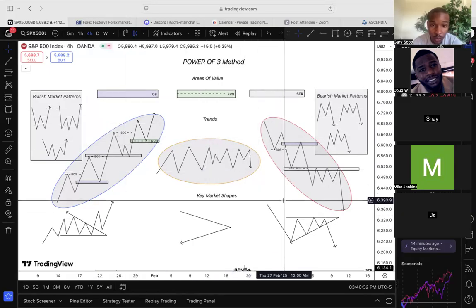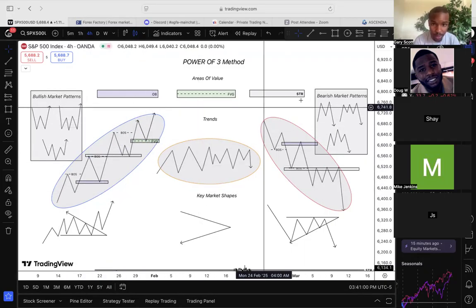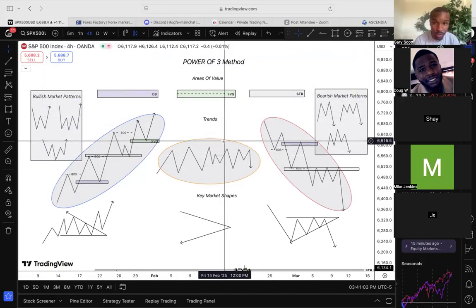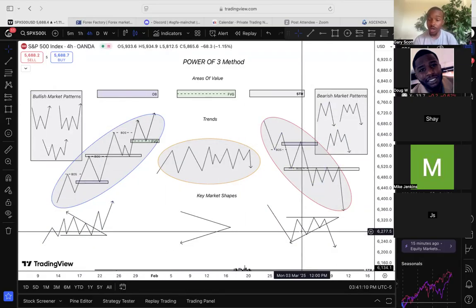Now, we went over these examples. Now, let's go in real time and actually find these trends, these patterns, these shapes, these areas of value and these particular candlesticks in real time. And the reason that I call this method the power of three is because you have three trends, three areas of value, three bullish market patterns, three bearish market patterns, and three key market shapes. Not only that, but you also have three types of candlesticks: bullish candlesticks, indecision candlesticks, and bearish candlesticks.